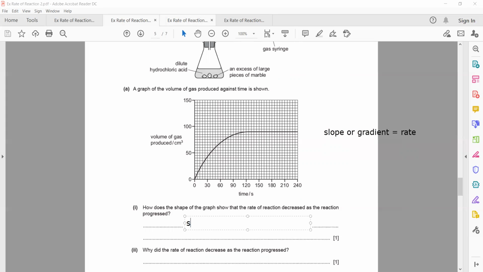So how does the shape of the graph show that the rate of reaction decreases? Because the gradient or the slope is decreasing, which shows the rate is also decreasing. The rate of the reaction is equal to the slope or the gradient. You can see the angle here, it's much steeper, but as we take different points, we find that the angle is decreasing. So if the angle decreases, it means the slope decreases.